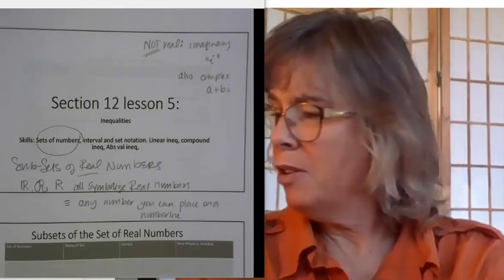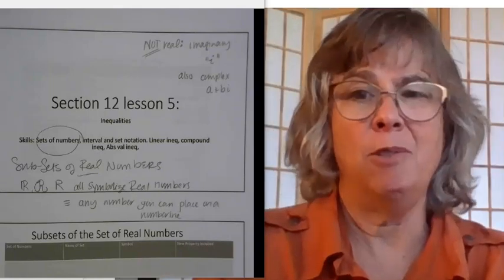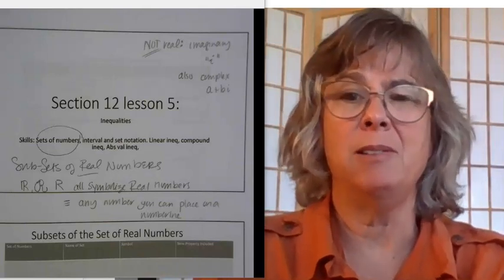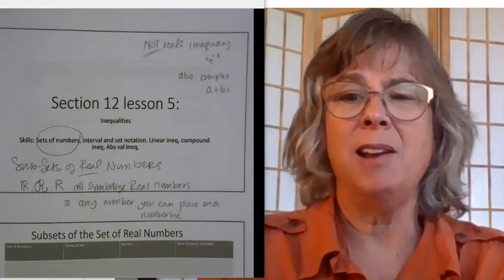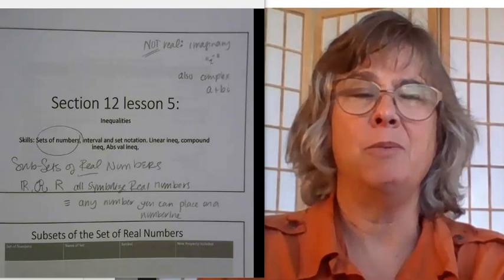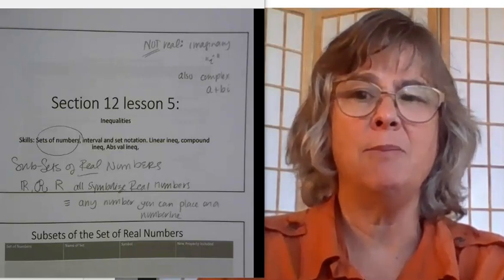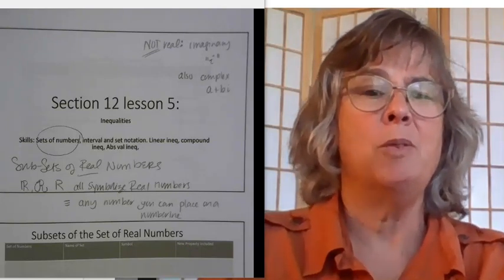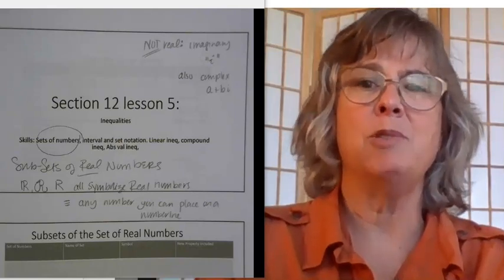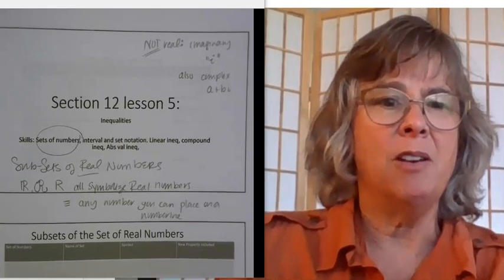So we were just looking at numbers that were not real, imaginary numbers and complex numbers. These are numbers that you cannot put on the number line, that we will have a different way of graphing them that you'll see in pre-calculus. So we're going to look at sets of the real numbers, numbers that can be placed on the number line.